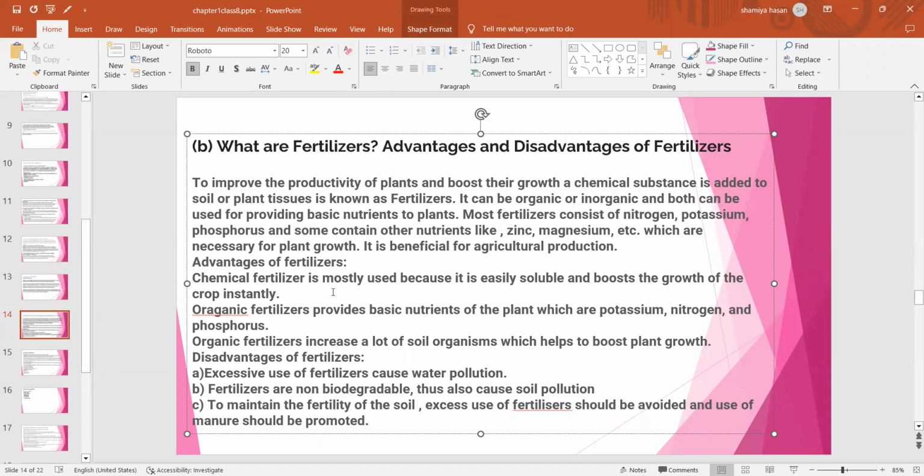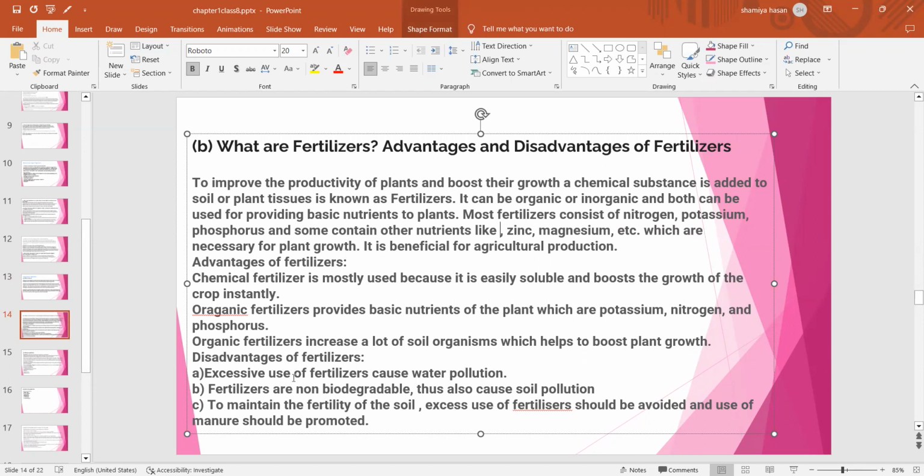Advantages of fertilizers. Chemical fertilizer is mostly used because it is easily soluble and boosts the growth of the crop instantly. Organic fertilizers provide basic nutrients of the plant, which are potassium, nitrogen, and phosphorus. Organic fertilizers increase a lot of soil organisms, which help to boost plant growth.